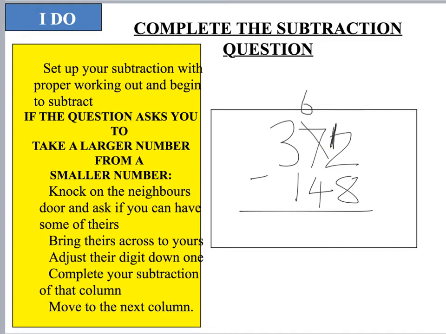So now I'm doing 12 take away 8. 12 take away 8 gives me 4. Then I move to the next aisle and I do 6 take away 4. That gives me 2. 6 take away 4 is 2. Then I move to the next aisle and I have 3 take away 1. 3 take away 1 gives me 2. My answer, 224. Great. This question's here for you to come back and watch if you get stuck at any point.